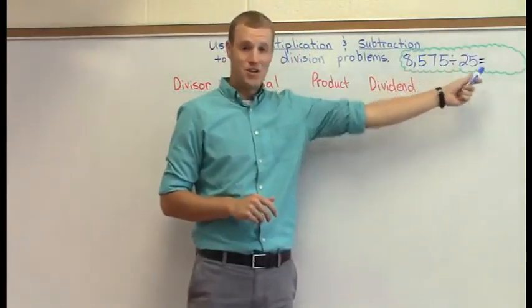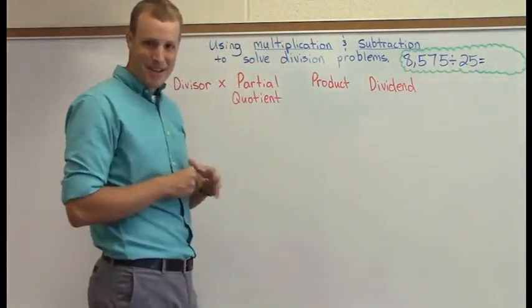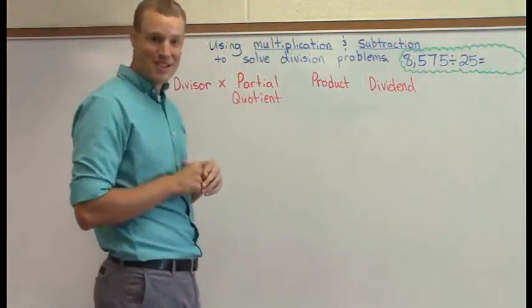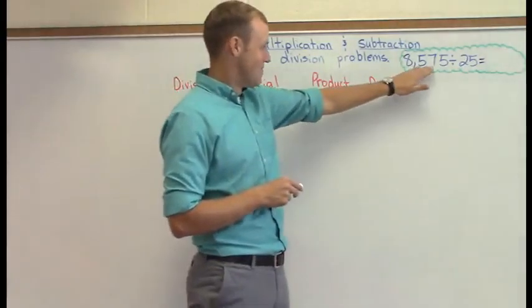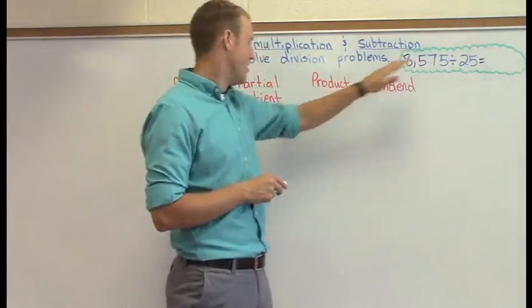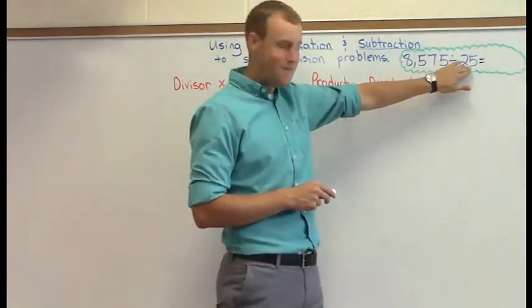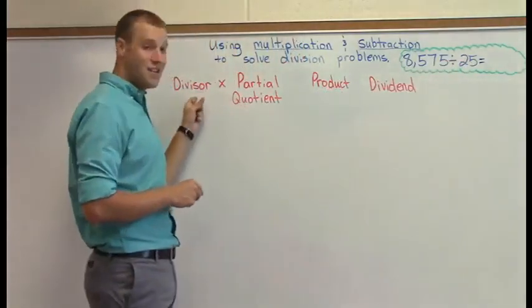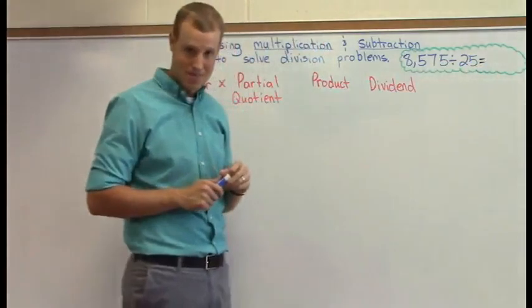8,575 divided by 25. Now, to go over a little bit of vocabulary, because it may have been, say, 20 years since you've taken a lesson on division, this number, which is what is being divided, is called the dividend. This number, which is what is doing the dividing, is called the divisor, and then our answer is going to be called the quotient. Okay?